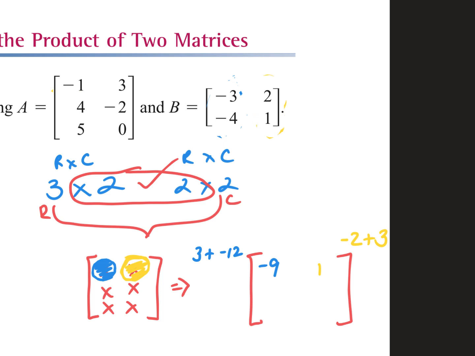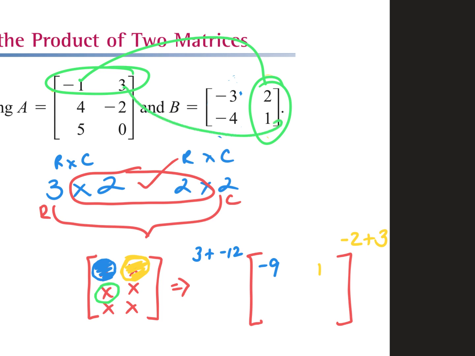What about the X? Yeah, that's what I found. First row, second column. So the first one was first row, second column. -1 times 2 is -2. 3 times 1 is 3. Write it out if you need to. If you guys write it out, it's exactly like you see it.